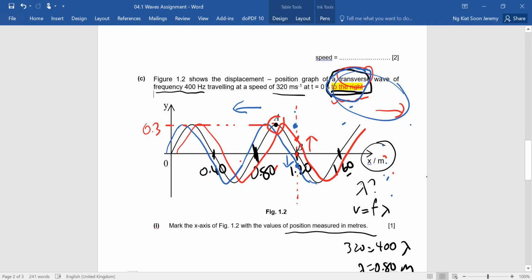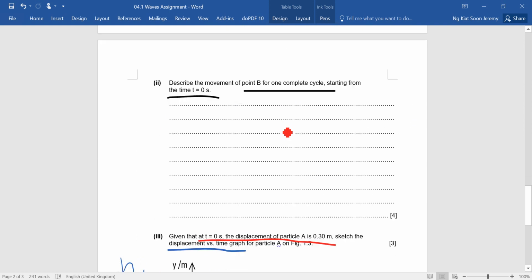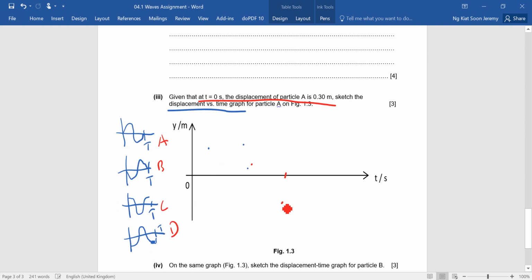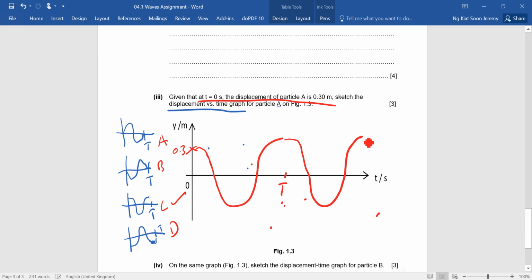You see that A at time equals 0 is already at its maximum position. So at time t equals 0, which is this point over here, A is at its maximum position, which is 0.3. So the only graph that is possible is C. So I straight away know how to draw A. It looks like that. This is one period, so I'll draw another one, so there are 2 periods. So this is A.